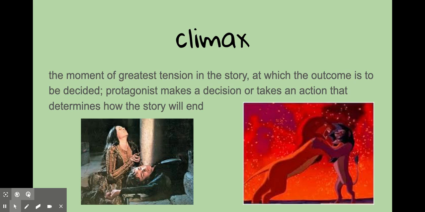Up until the climax, the story could end in multiple ways. But at that climactic moment, the decision that's made and the outcome of that decision, the story can then only end in one way, and so it determines how the story will end. Will Romeo and Juliet both wake up in the tomb, or will Juliet wake up in the tomb and they can be reunited, or is the climactic action going to end with both of their deaths?